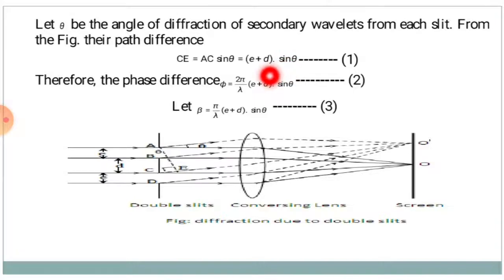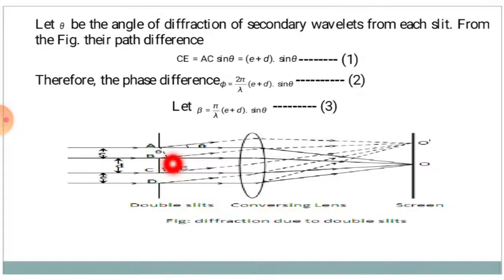Next, whenever the light ray is diffracted at theta, then there exists a phase difference between these two waves. The phase difference can be calculated as follows. The phase difference is equal to 2 pi by lambda into path difference. Here the path difference is (e plus d) sin theta. Here beta is equal to pi by lambda (e plus d) sin theta, which gives the phase difference between the waves diffracted from two neighboring slits.